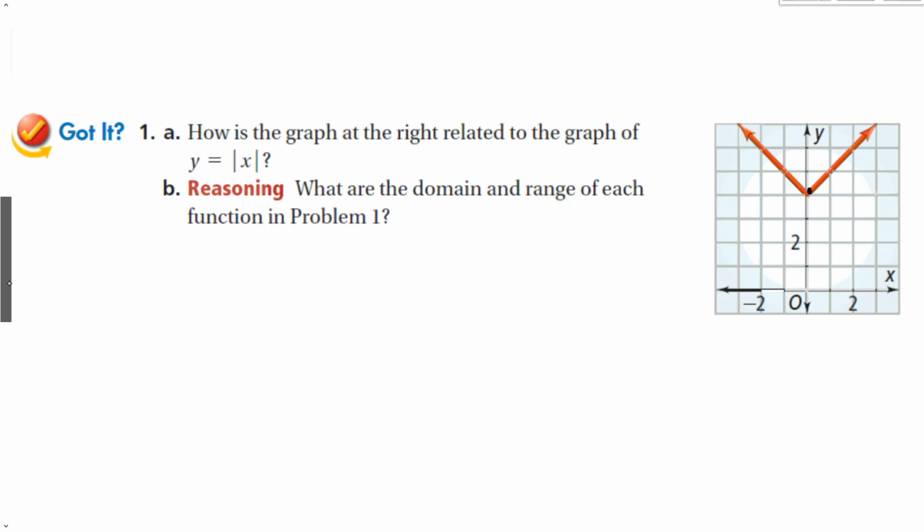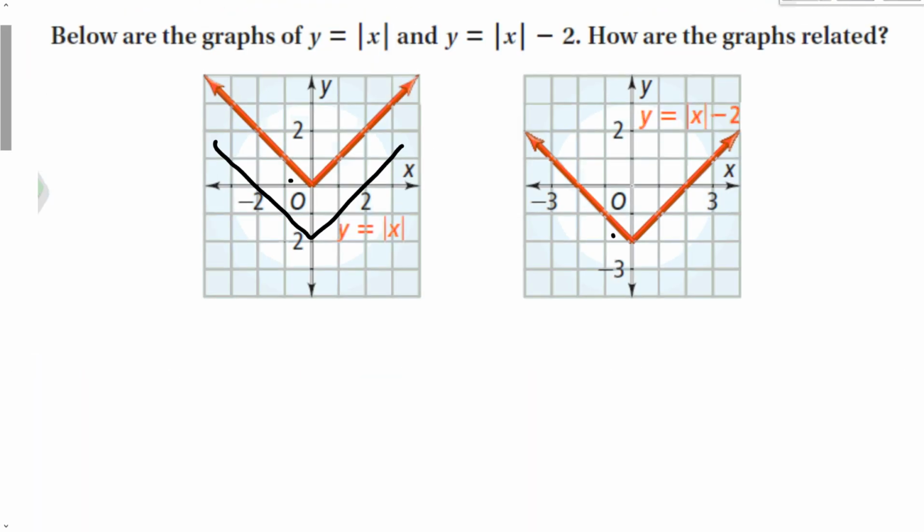Okay, so let's go back up here. So my domain, let's look at my parent function. The domain for the parent function is how far left does it go, how far right does it go. The domain for the parent function is all real numbers because it never stops. That's what those arrows mean. It keeps going right, it keeps going left. However, the range is limited. The range, this is the lowest the function ever gets. So we can say that y has to be greater than or equal to 0.